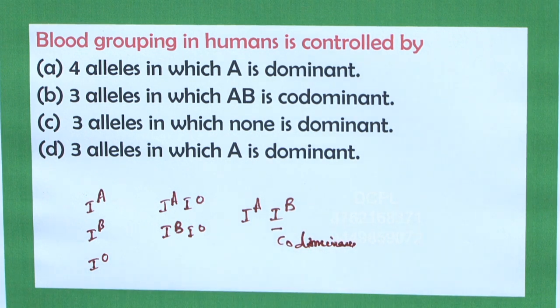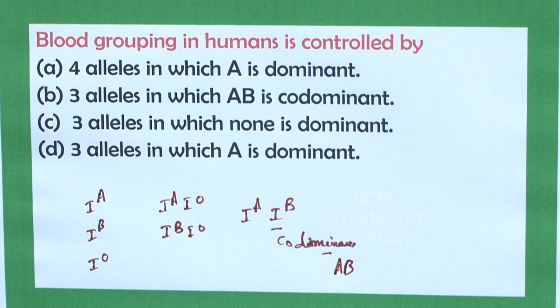Now, based on this, let us see one question. Blood grouping in humans is controlled by option A, 4 alleles in which A is dominant. Statement A is wrong because there are only 3 alleles, wherein A is dominant over IO, not over IB. Option B, 3 alleles in which AB is codominant. This is the correct statement because blood groups are controlled by 3 alleles, and here IA, IB is a codominance which controls AB blood group.